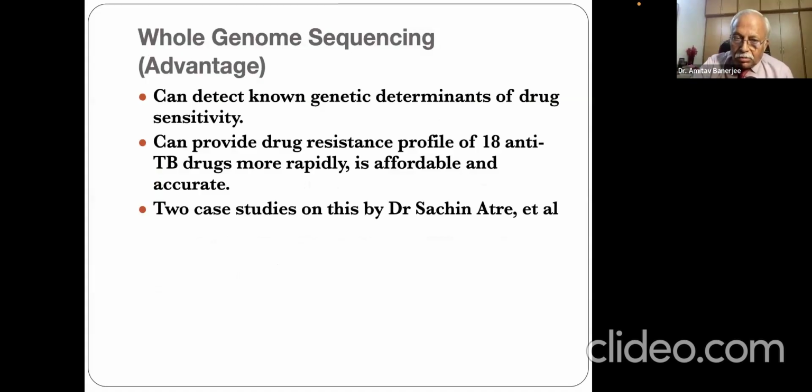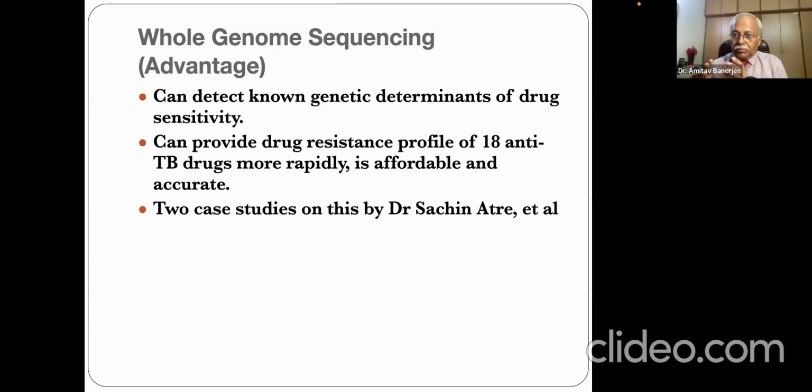Now, there is a method which is coming up, that is whole genome sequencing. And what are the advantages? It can detect known genetic determinants of drug sensitivity, can provide a drug resistance profile of 18 anti-tuberculosis drugs, 18, one-eight, more rapidly, and is affordable and accurate.